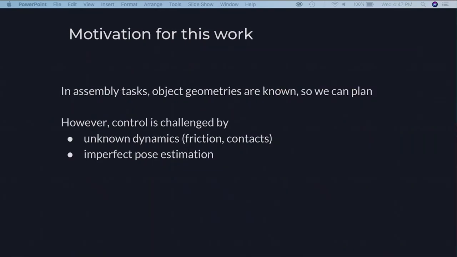In such tasks, we have known geometric information about the objects that we're manipulating in the form of CAD models, and we can use this information to formulate a motion plan that will help us solve the task. However, this motion plan, although it solves the task in a geometric sense, does not know about the dynamics that will be encountered when we attempt to execute this plan in practice. In addition, as a result of pose estimation error, the controller may encounter unanticipated contacts which impede it.